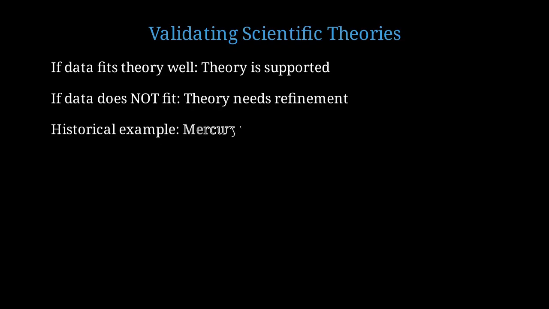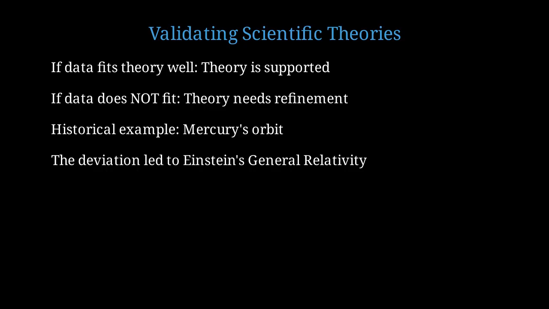A famous historical example is Mercury's orbit. Newtonian mechanics couldn't perfectly fit the observed orbital data. This small deviation eventually led Einstein to develop general relativity, which perfectly fit the data.